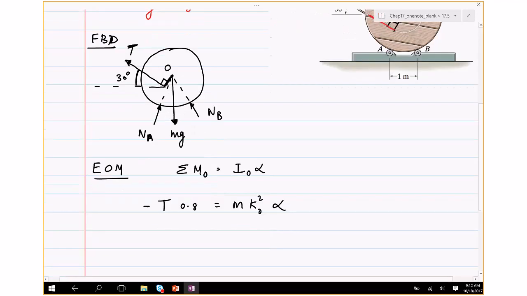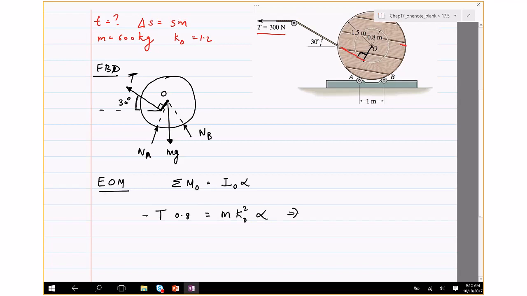So let me sub in the values. I have for tension 300, times 0.8, equals mass, which is 600, times 1.2 square times alpha. So I can solve for alpha, which is the angular acceleration. It comes out to be negative 0.2778 radians per second square.